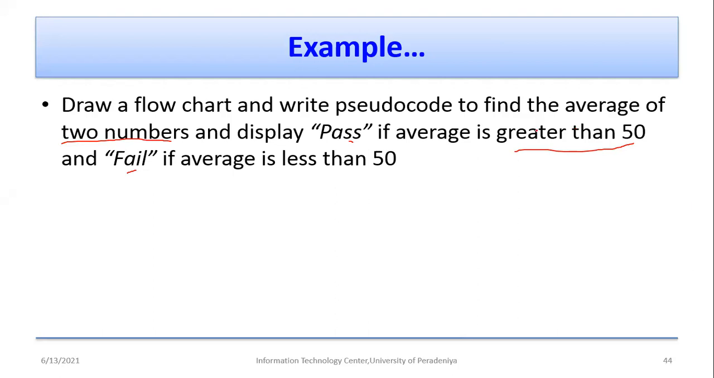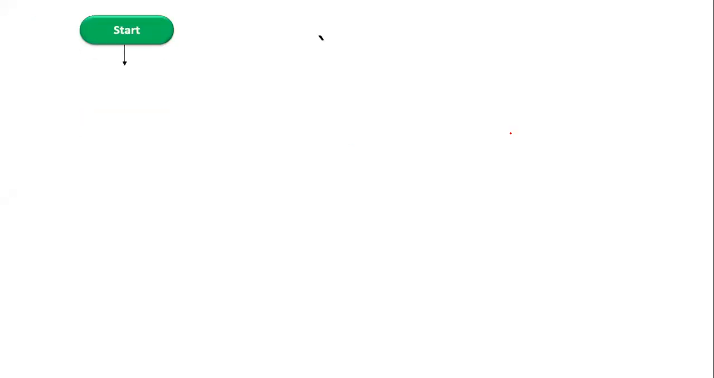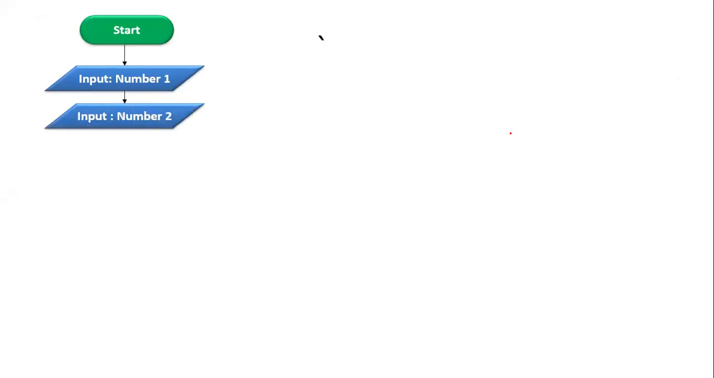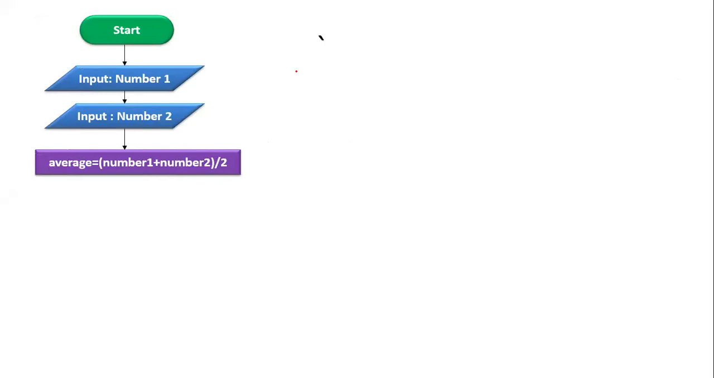Okay, I think some of you have done it. So how can you do this? Start and then input number one, input number two, and then calculate the average, taking the summation of number one and number two, divided by two. Then you have to take the average and decide whether the average is greater than 50.